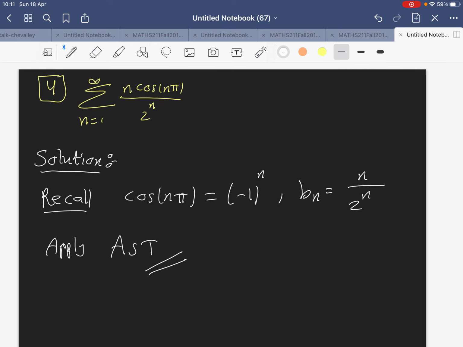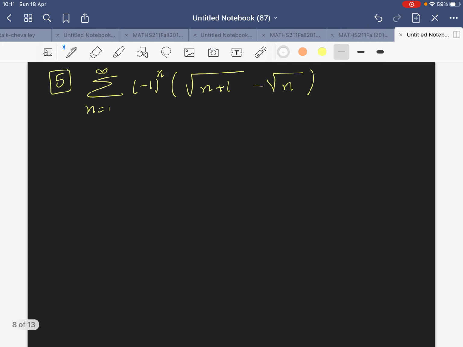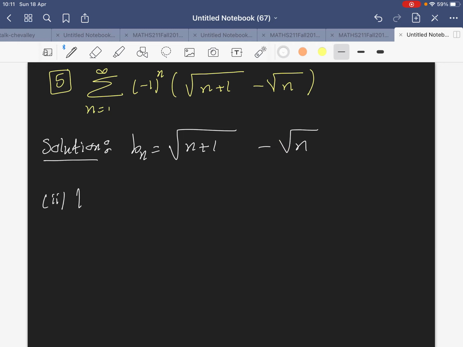Okay, next one is this one. I mean, this is a clear alternating series. We need to do the two checks. So I will just do one of them and see what happens. I will try to find the limit as n goes to infinity of this one.